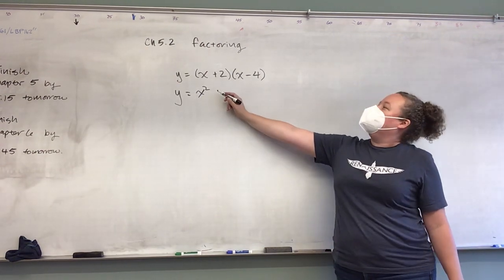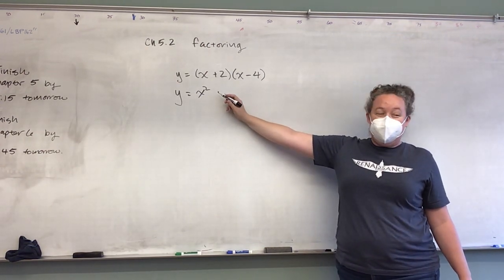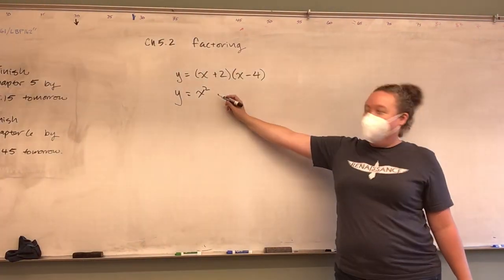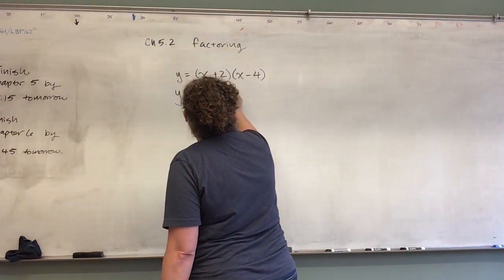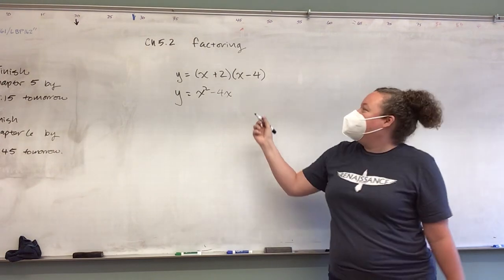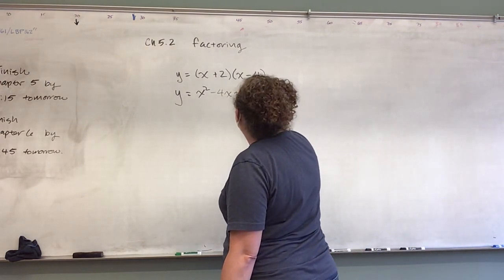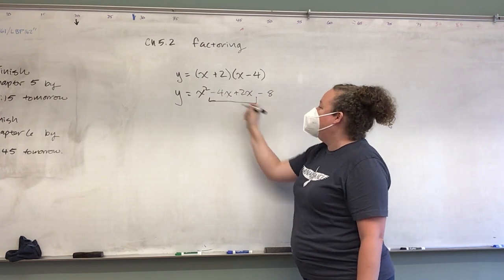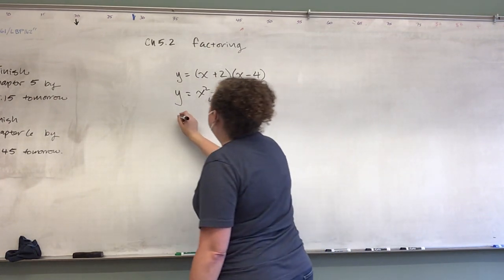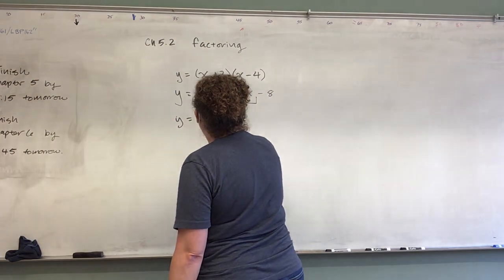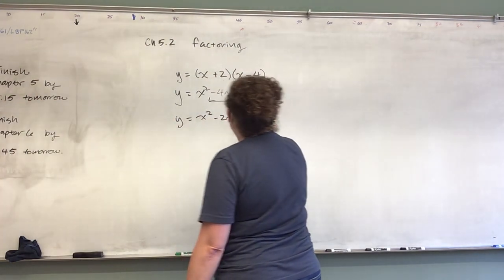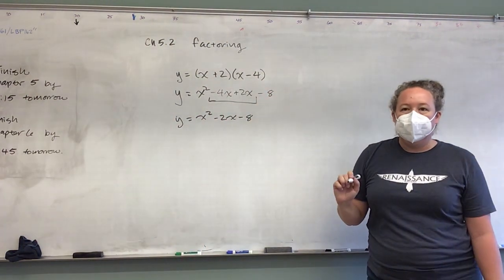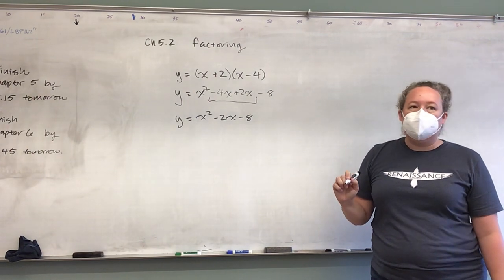So I'm just saying, and what do we get when we multiply the outside two? Yes, thank you. Yes, plus 2x and minus 8. And what do we get when we combine these like terms? Yes. So y equals x squared minus 2x minus 8. Okay, so that's how FOILing works.